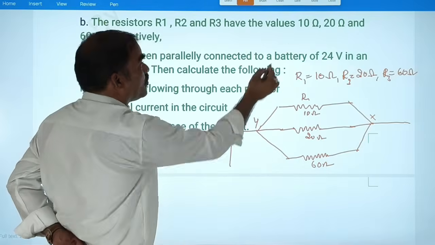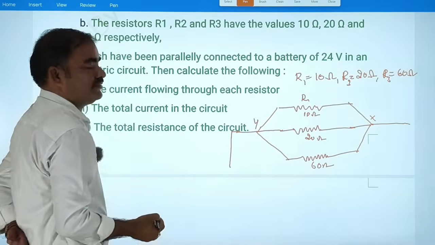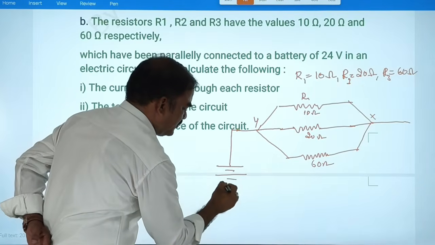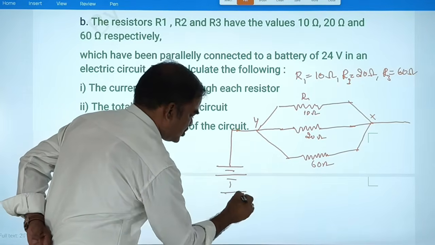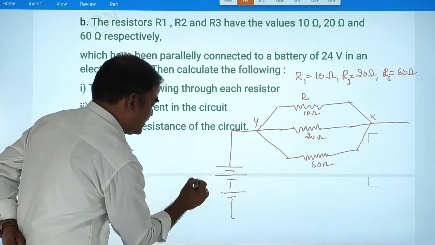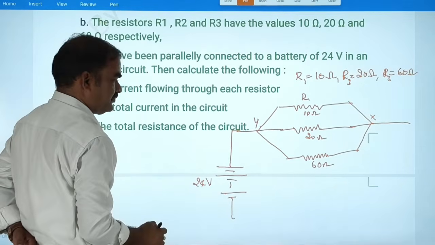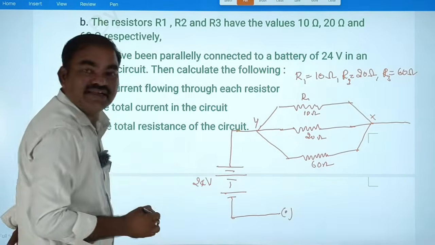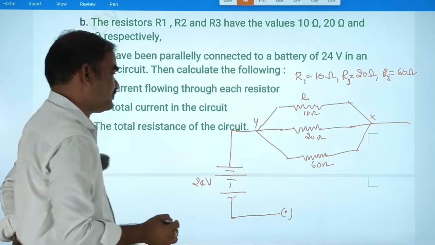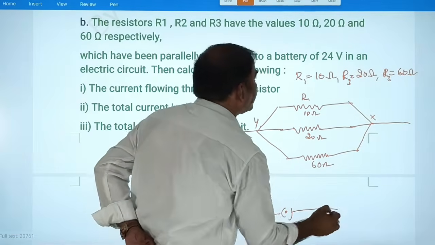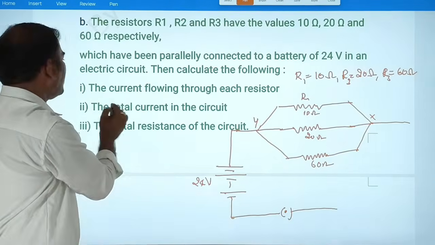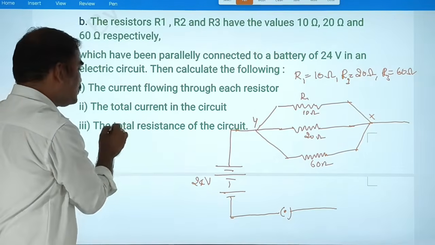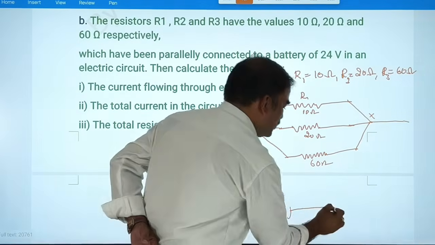And it is connected to a 24 volt battery there, positive and negative. I will mark it as 24 volt. And one more thing we are going to use here is a key, which is closed. A center dot means it is closed here. And again, what is asked? Calculate the current flowing through each resistor, the total current flowing, and the total resistance of the circuit.